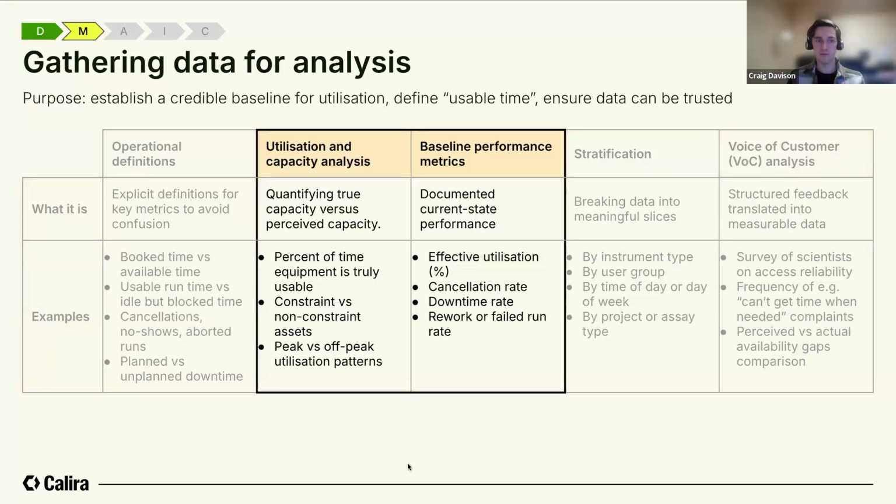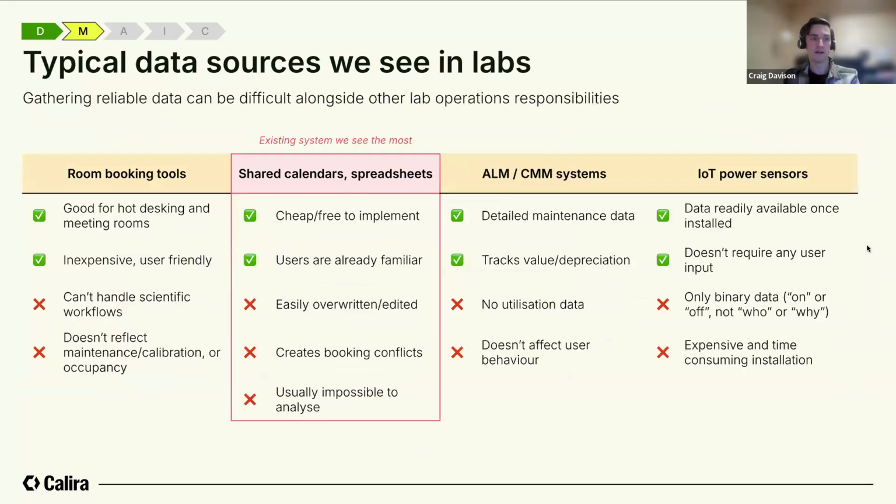Spending a bit more time here usually saves a lot of time later. You need that trusted baseline. But we know that getting this data can be really hard. And from what we've seen, this is because in practice, utilization data usually comes from a mix of imperfect sources. So when people come to us looking for a unified scheduling system, we see them often using a mix of these not fit for purpose systems.